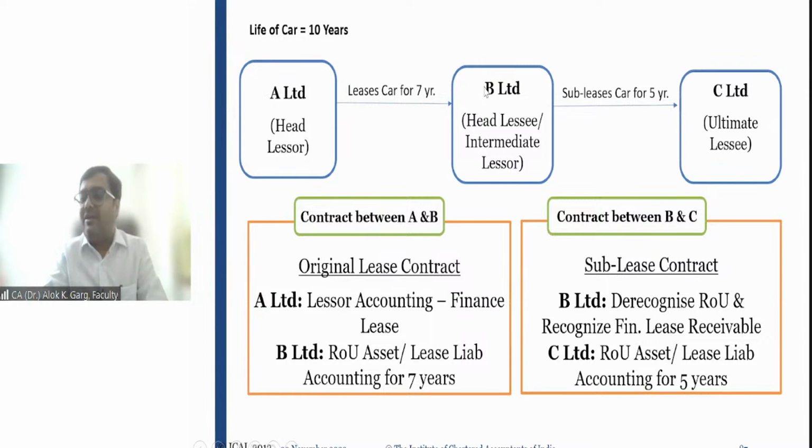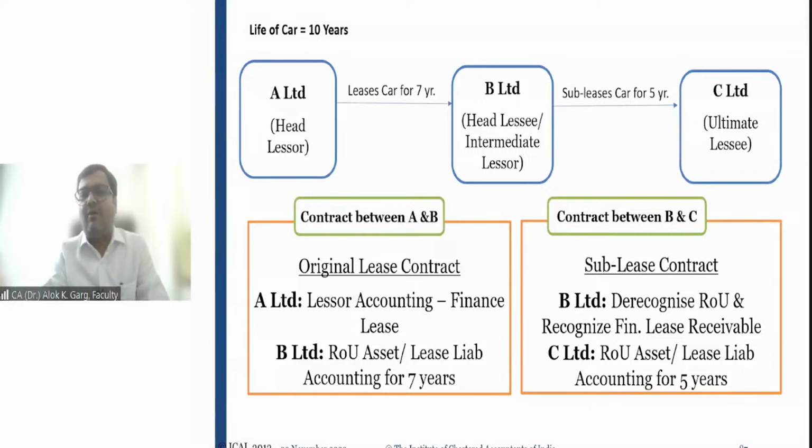So B Limited has a right to use this car for 7 years. Out of the 7 years, B Limited has subleased this car to C Limited for 5 years. Right? At the max, B Limited can sublease this car to C Limited for 7 years only. B Limited cannot sublease for more than 7 years because B Limited has the right only for 7 years. Right? I hope this is clear to you guys. So in this question, A Limited will be considered as the head lessor. B Limited will be considered as the head lessee or intermediate lessor. C Limited will be considered as the ultimate lessee. Right? So let's discuss this accounting.